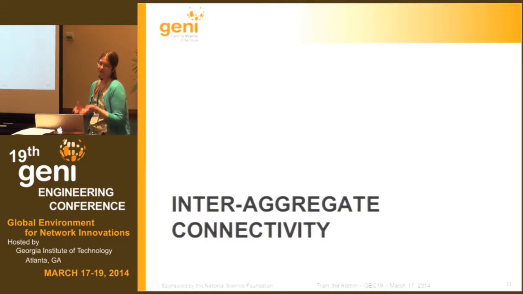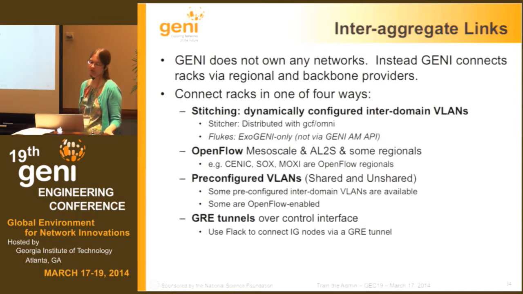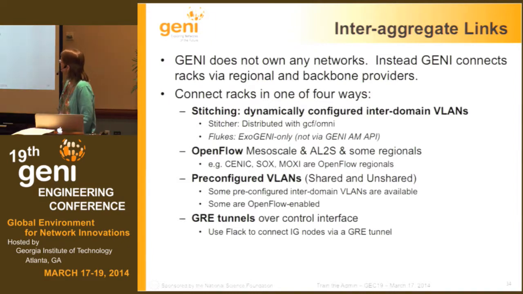All right, so that's what the individual racks look like, and then there's a question of how you connect them together. GENI doesn't own any networks, right? We work with existing regional and backbone providers in order to connect our racks. And there's 4 ways. If you went to the inter-aggregate connectivity tutorial yesterday, they talked a lot about these. So stitching is the GENI way of connecting things.